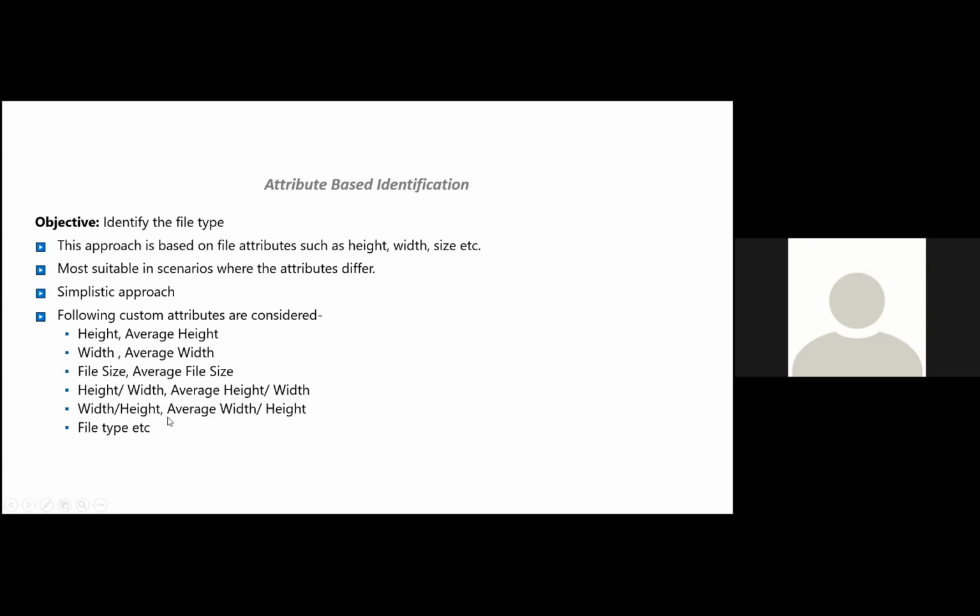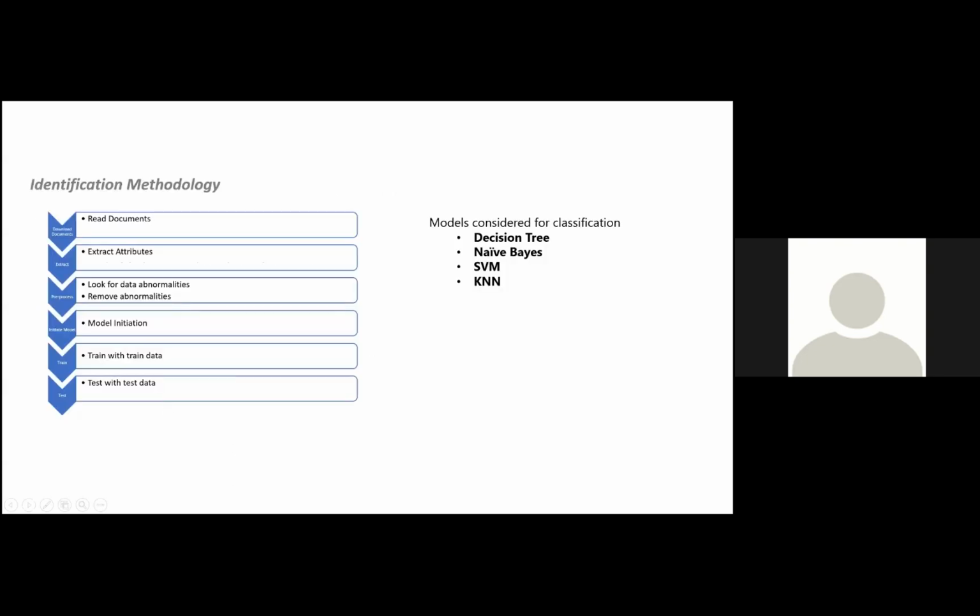We used all these attributes and applied the algorithms that I had explained: decision trees, naive Bayes, SVM, and KNN. This is the methodology that we used. We extracted the attributes I've told you about, and we also removed the abnormalities. Then we initiated each model, trained it with the custom training data set that we had prepared, and tested it with some test data.